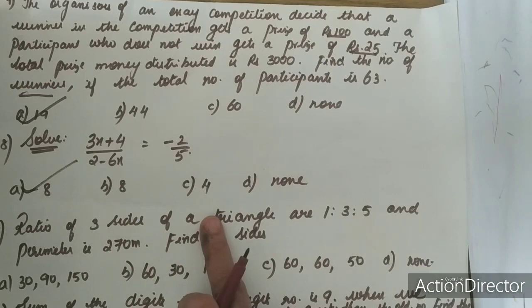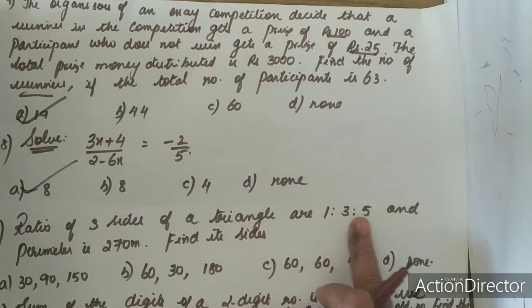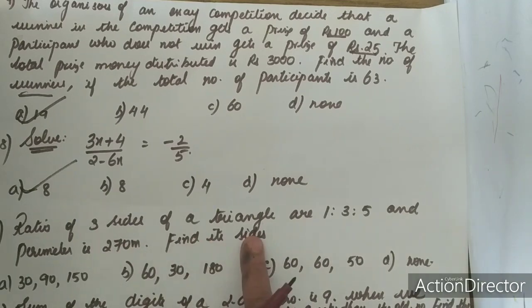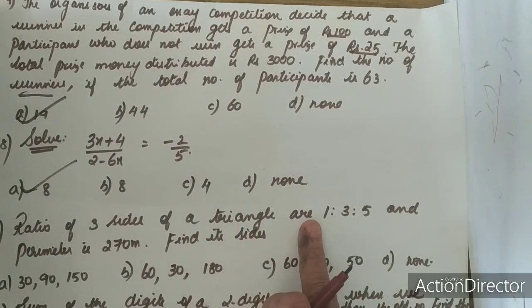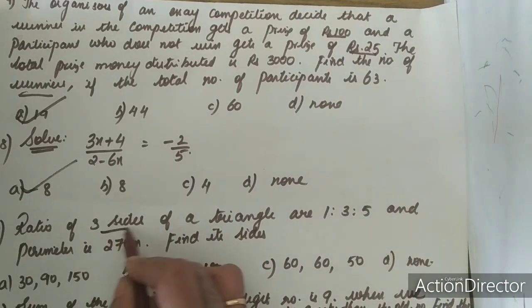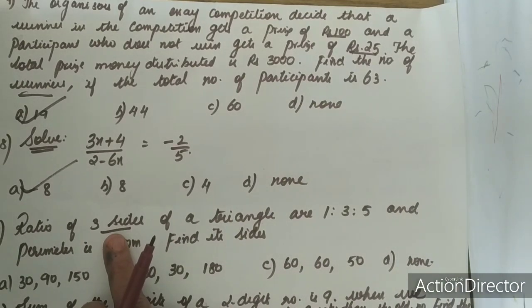The ratio of 3 sides of a triangle is given as 1:3:5 and the perimeter is 270 meters. Find its sides. You know the sum of 3 sides in a triangle. What do you mean by a perimeter? Perimeter means the sum of all sides of a figure. Here since it is a triangle, we are considering 3 sides. That is, the sum of 3 sides will be the perimeter.